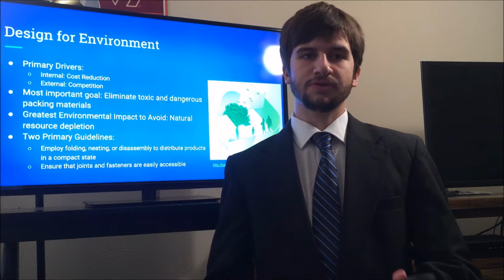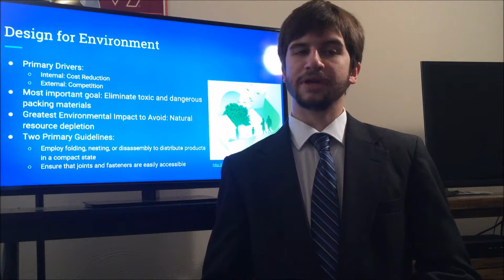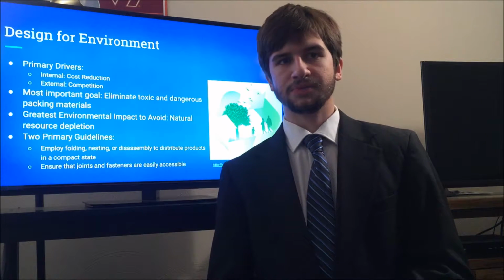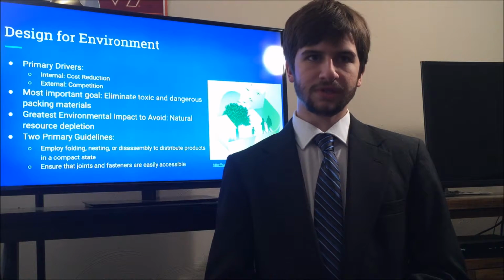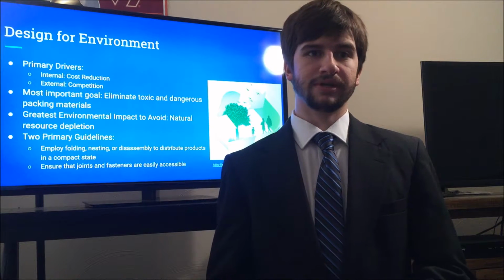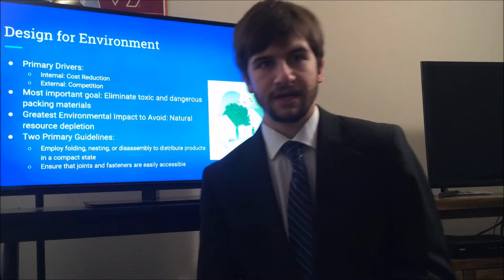Some of the primary drivers for why we want it to be environmentally friendly included cost reduction, which would mean less use of raw materials and hopefully less manufacturing cost. So it'd be a win-win situation, as well as against competition, we would be favored by the public as more environmentally friendly.